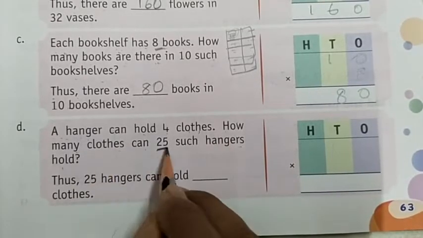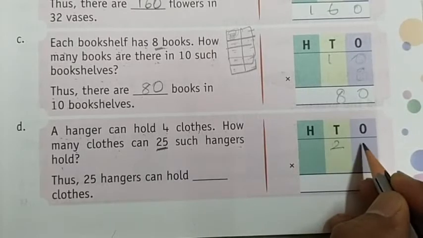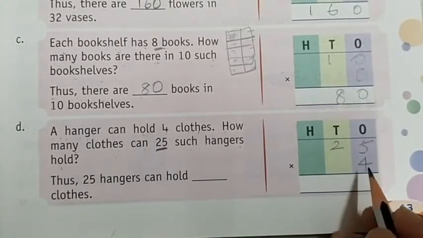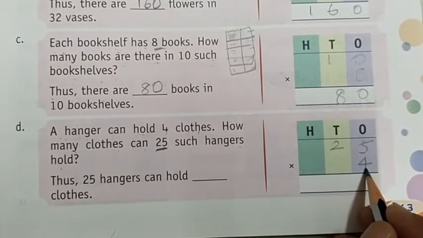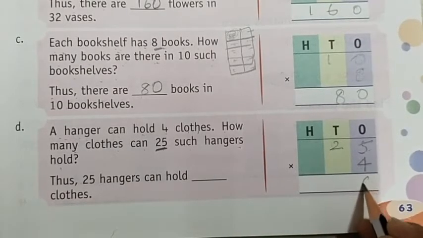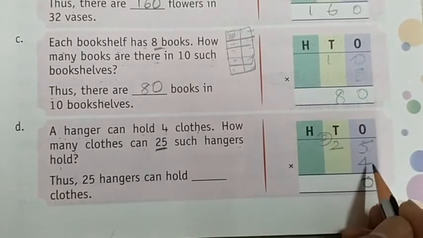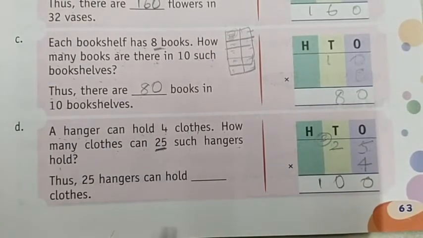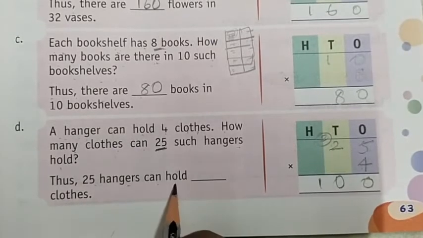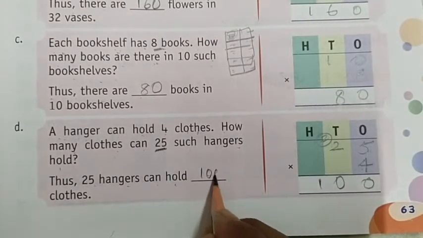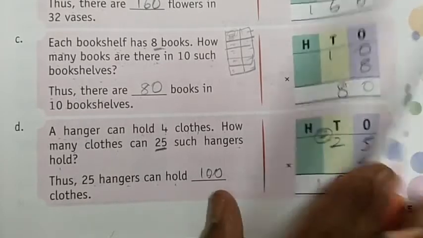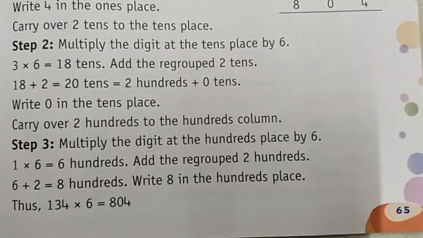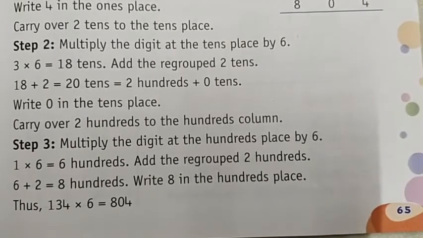How many clothes can 25 such hangers hold? 25 into 4 clothes each. It means that 5 4s are 20 to carry, then 4 2s are 8 plus 2 is 10. So it means that in total, 25 hangers can hold 100 clothes. Thus we are able to solve the word problems, right?